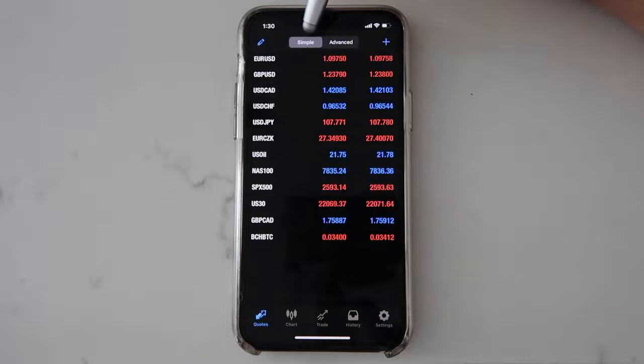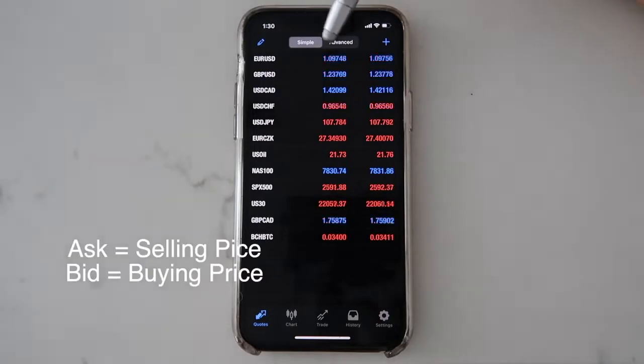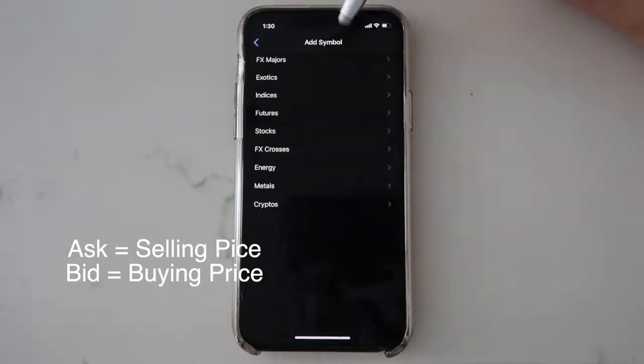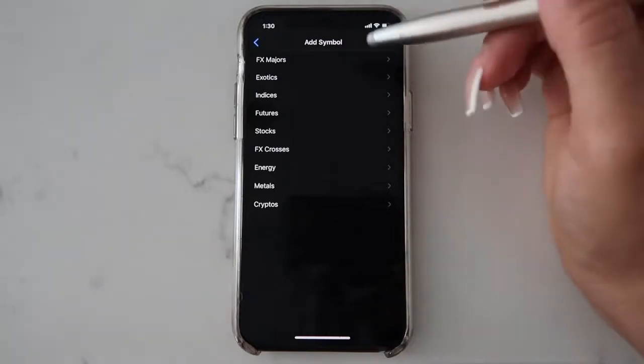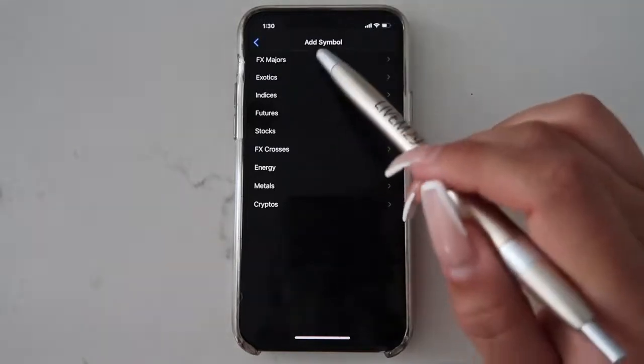So you have your simple, and then you have your advanced. But first I'm going to go over the simple tab. So the simple tab sounds like what it is. It is very simple. You're only going to see pairs that you can trade alongside the ask price that you're going to enter or the bid price that you're going to enter. And if you don't see the pair that you want to trade, you can always click the plus symbol up top and you can add a symbol.